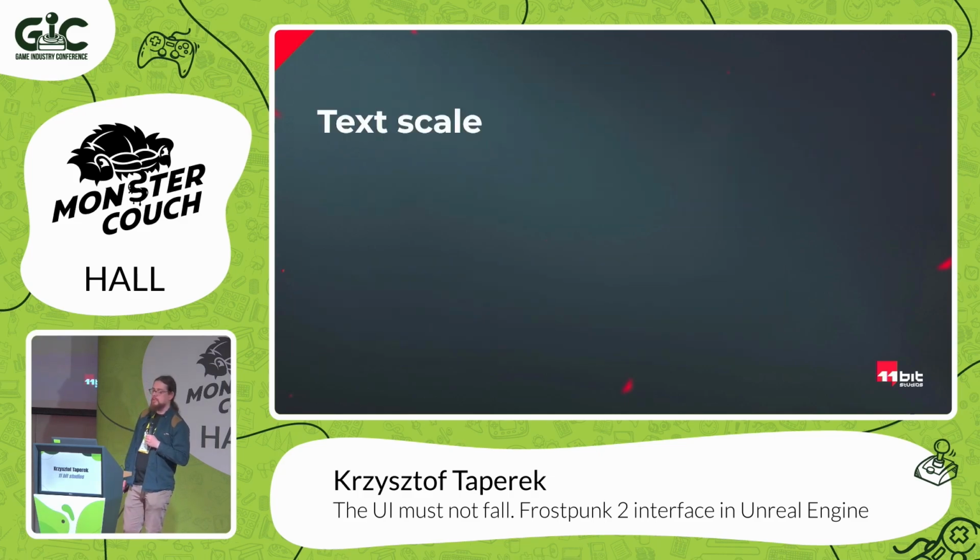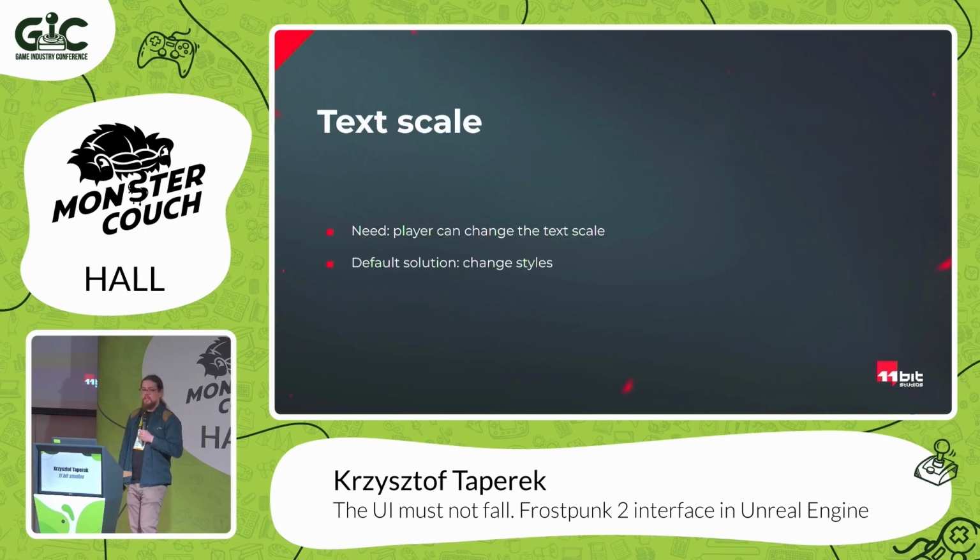Another feature that we implemented for text was text scale. The need was that the player should be able to change the text scale mostly for the sake of making things more accessible. The default solution was just changing text styles. Rich text blocks have text styles that can be changed, but we have 60 of them. And we really didn't want to put logic in every single place only for switching that.